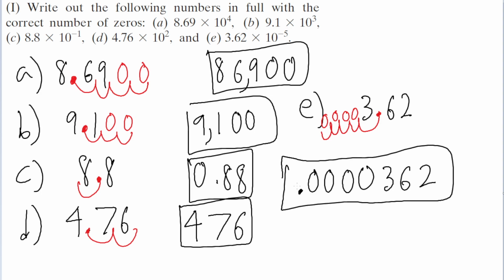And that is the value written out in full for part E, which gives us the full values written out for every part of this problem. And that is it for this problem.